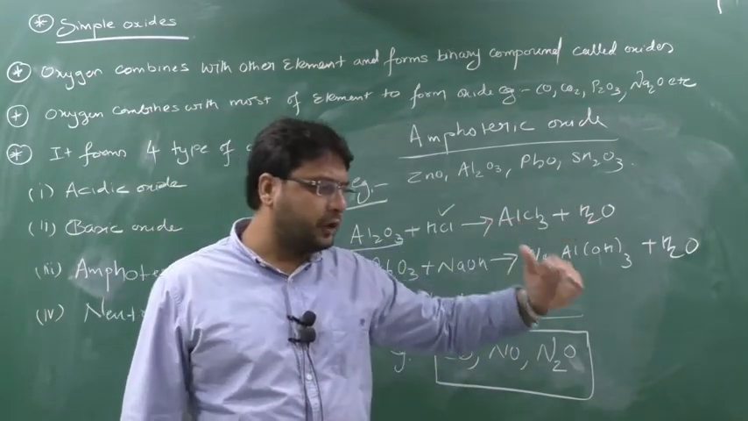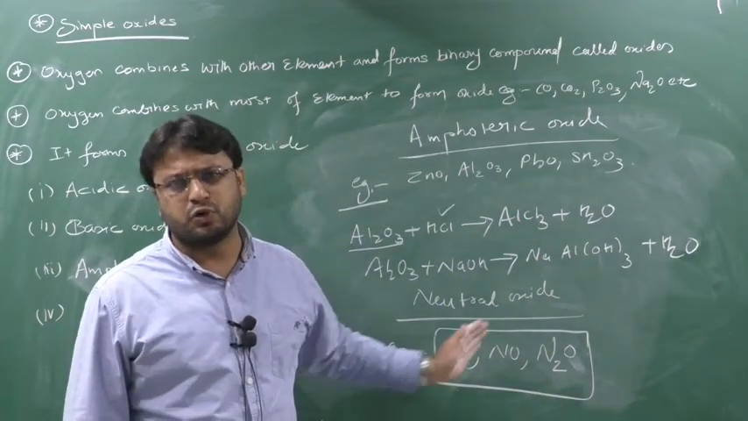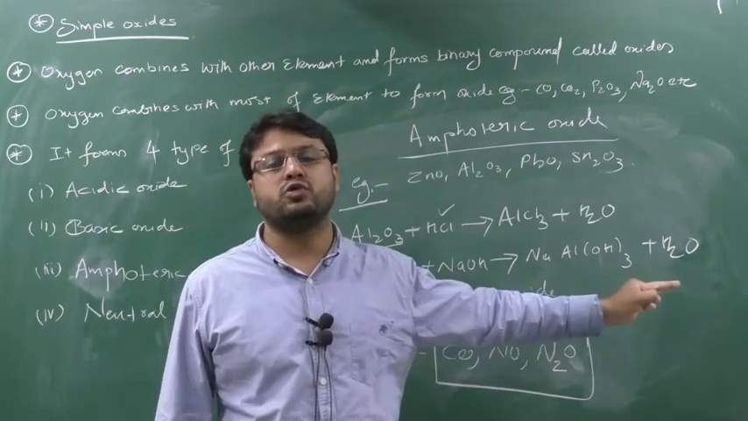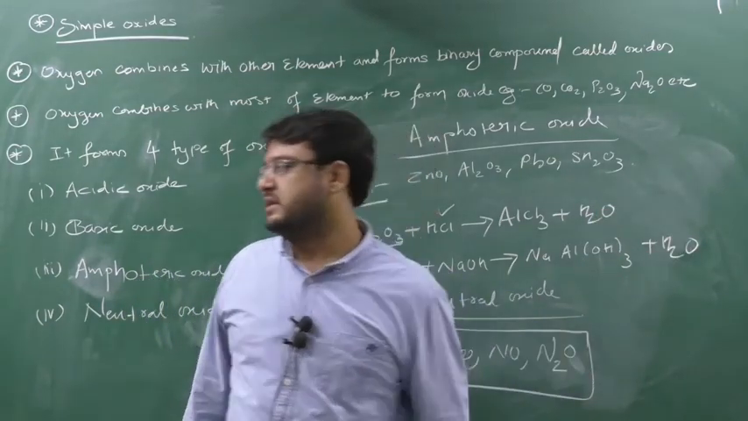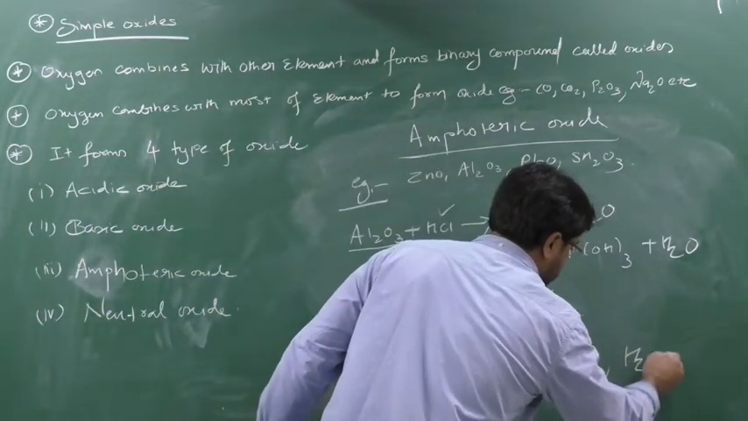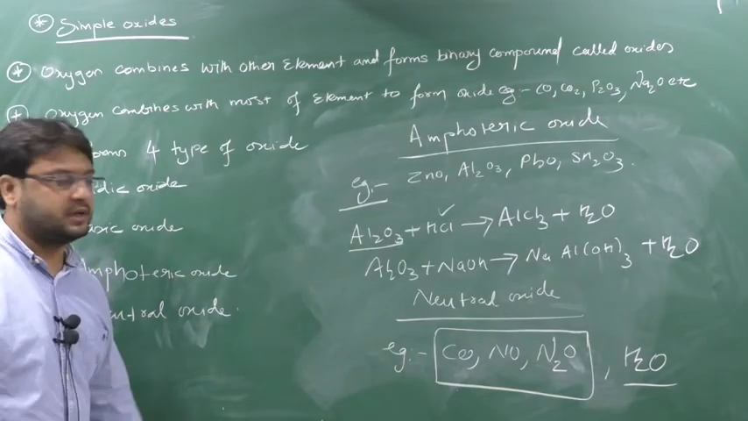Which of the following are amphoteric oxides? Which of the following are neutral oxides? The neutral oxide shortcut is very easy. CONO, N2O. CO, carbon monoxide. NO, nitric oxide. N2O, nitrous oxide. So CONO, N2O, these are the examples. And one more example is there, water also. Water, H2O, is also a neutral oxide. This also you can remember.